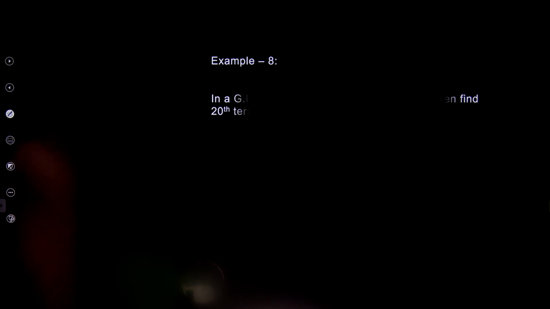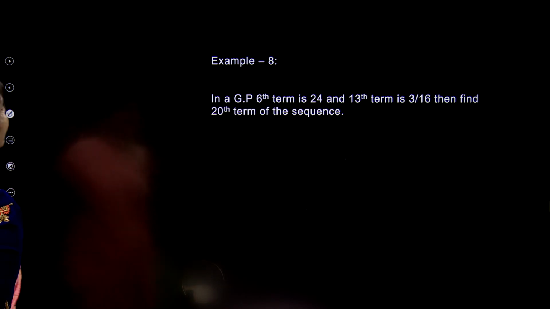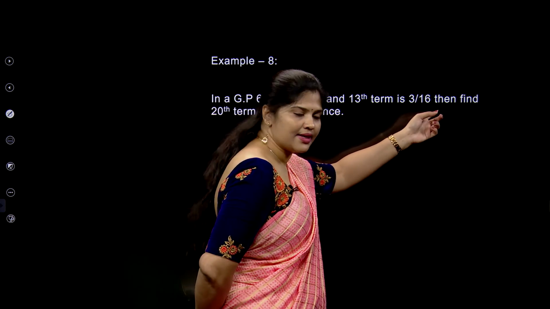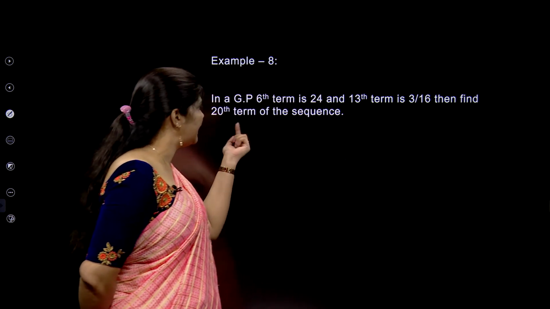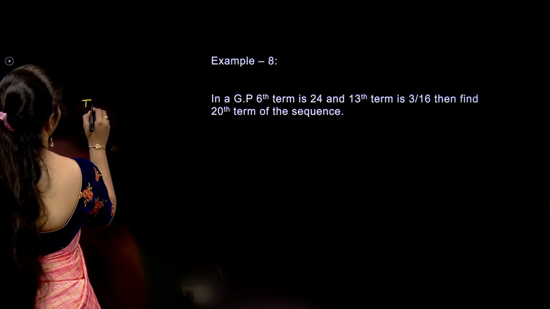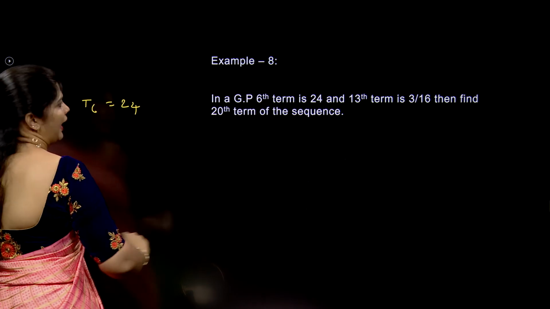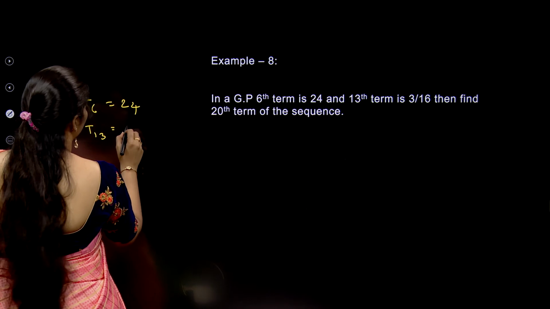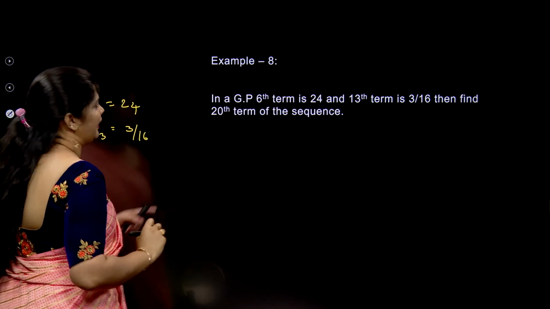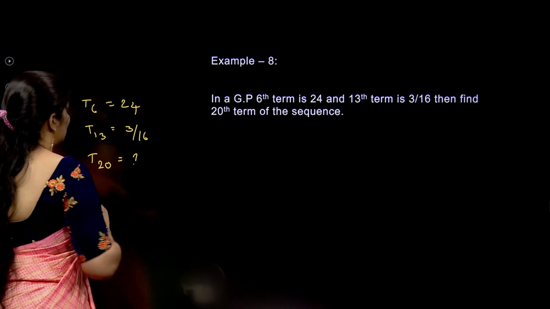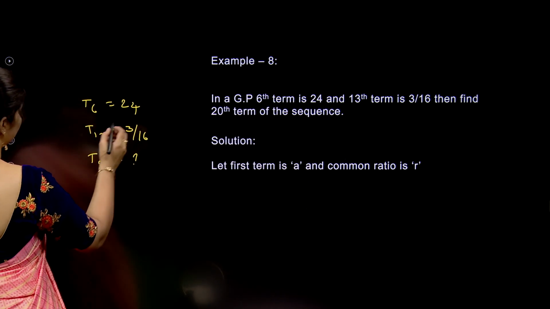Okay, children. Next question. In a GP, the 6th term is 24 and the 13th term is 3 by 16. Then find the 20th term of the sequence. Here what is the 6th term? T6 equals 24 and the 13th term T13 equals 3 by 16, and find the 20th term T20 equals how much?